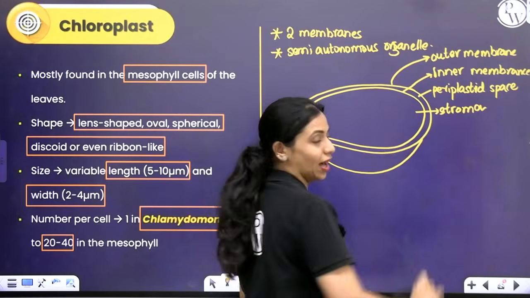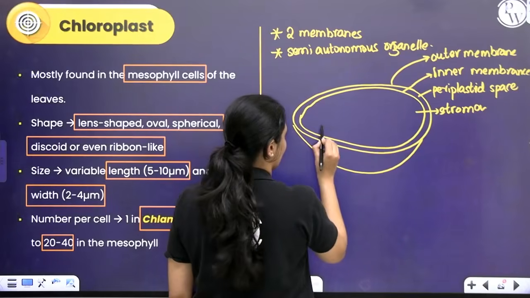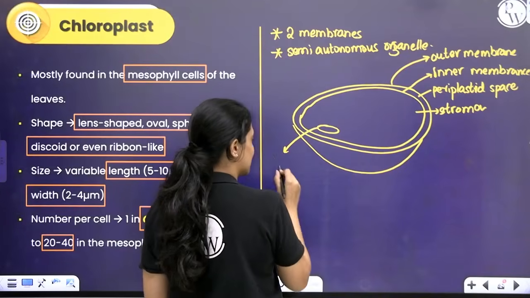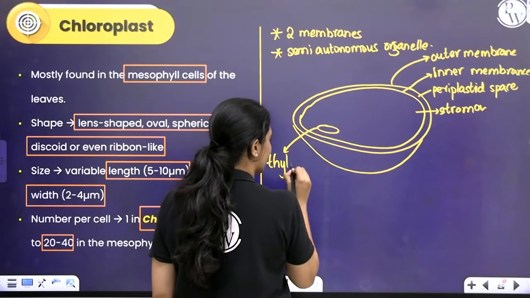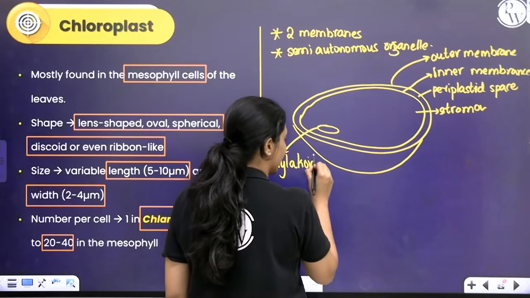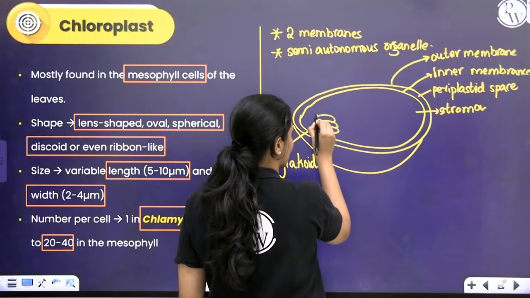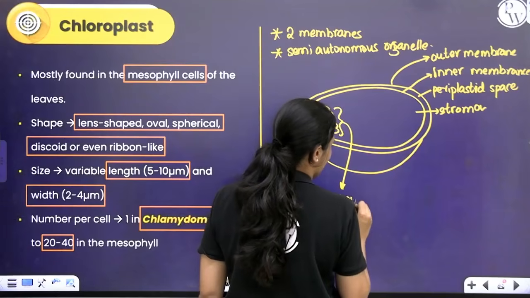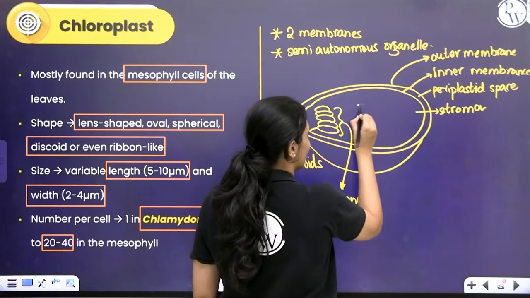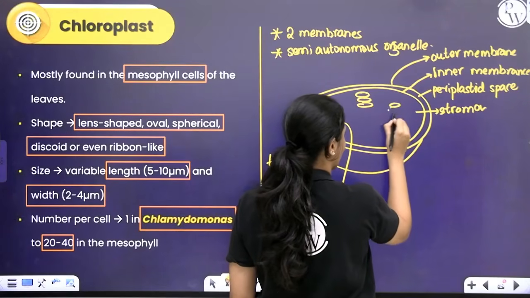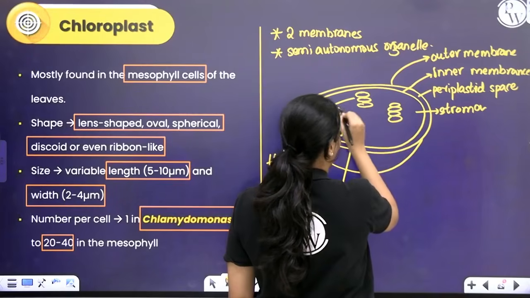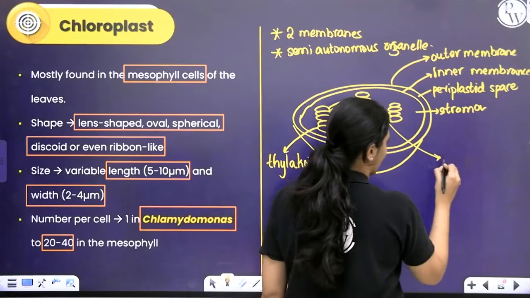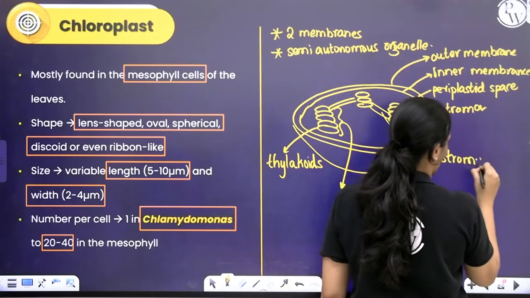Within the stroma, you have additional membranous structures called thylakoids. Each such flat membranous sac is called a thylakoid. You will have many thylakoids stacked one on top of another to form a stack called the granum. Granum is singular, grana is plural. Within the matrix, you can find many such grana. Grana are interconnected with each other through membranous structures again. These are called stroma lamellae.